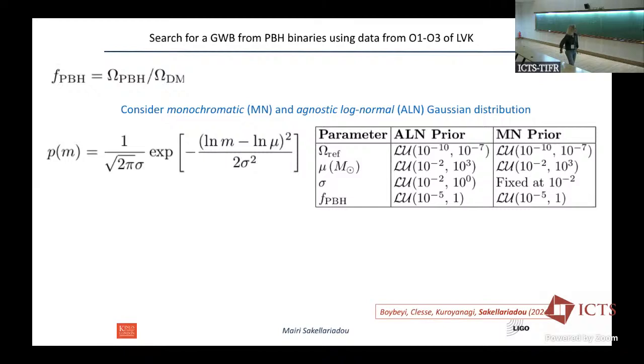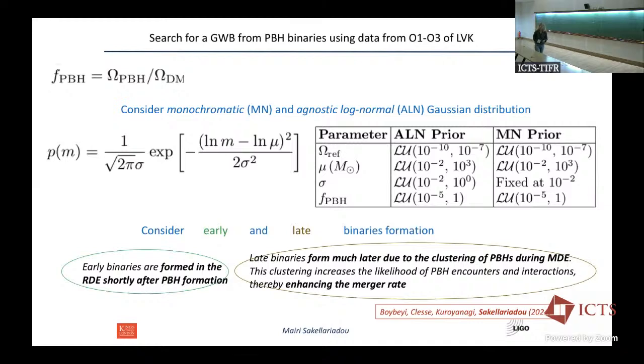So what we did, actually we finished a couple of weeks ago, is for the first time taking real data of the 3 observing runs and calculating for the case of monochromatic, but as well, because monochromatic is really not that physical, an agnostic log-normal Gaussian distribution, which is given here. We went to calculate, to put constraints on this parameter f by using O1, O2, O3 data of the LVK.